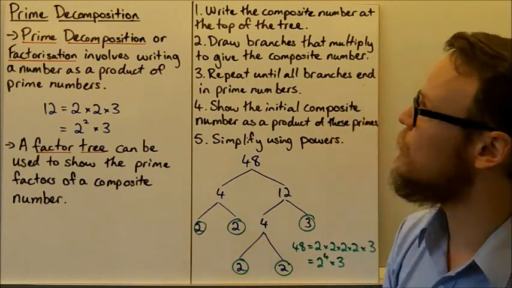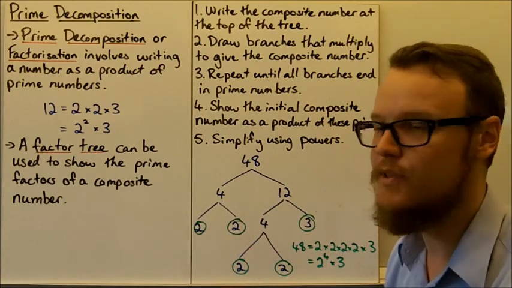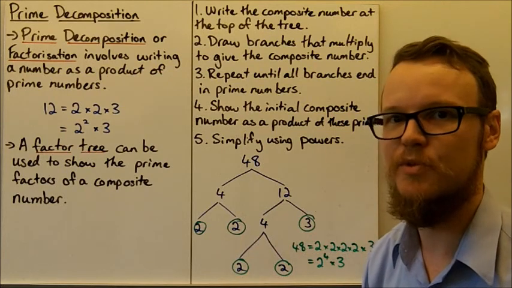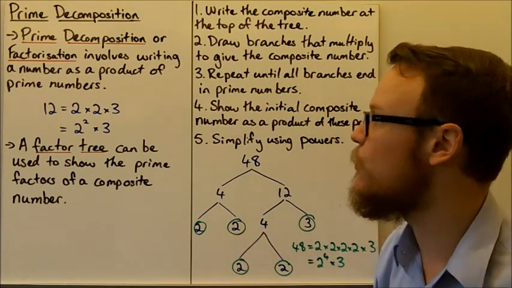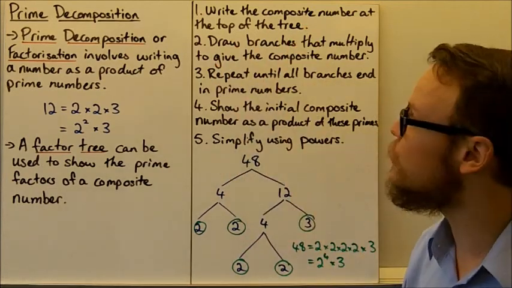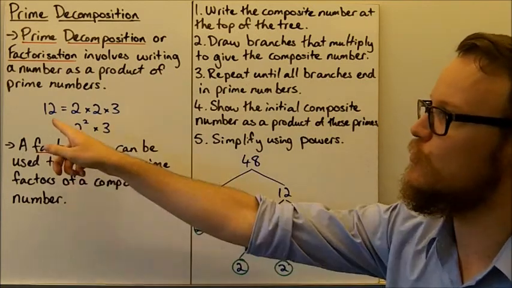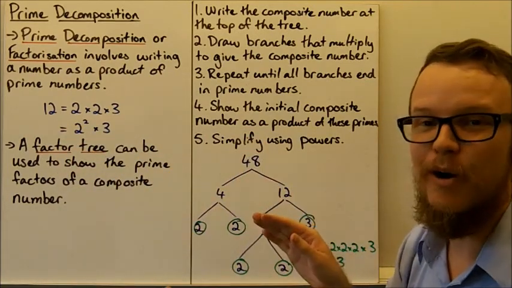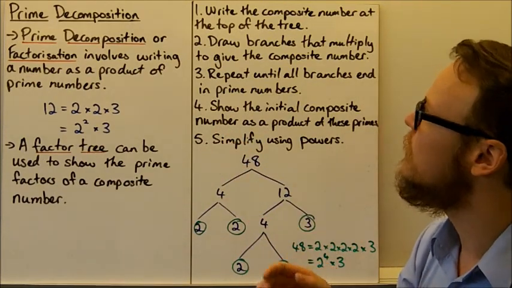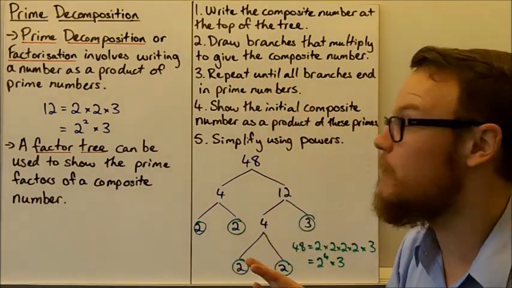The way we can use the factor tree is going to be helpful for larger numbers, and it helps us break it down again and again into smaller and smaller numbers to make sure that we end up with all of the primes. So what we need to do first is write the composite number at the top of the tree and then draw branches down that multiply to give the composite number. So if we drew 12 at the top of the tree, we could split it into two branches of 4 and 3. 4 times 3 is 12. We then continue that pattern down and repeat until all the branches end in prime numbers.